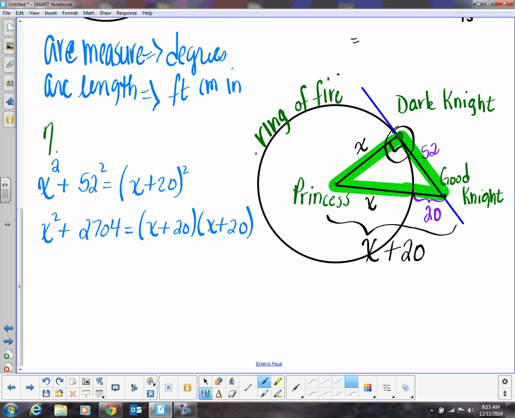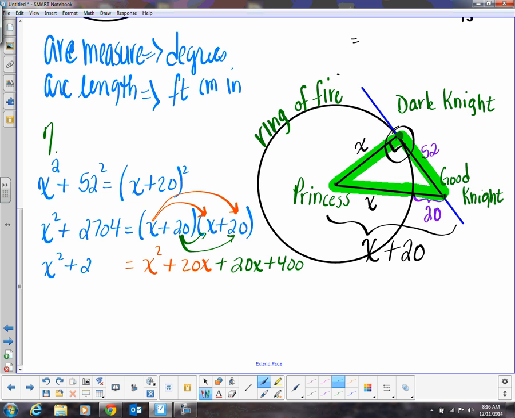Everybody else has it. To multiply this, you're going to distribute this first x to everybody in the second parenthesis. So this is going to be x squared plus 20x. Then what are you going to do? That 20 is also going to get distributed all the way through. So that's going to be 20x plus 400. That's FOIL. You might have learned it as FOIL. If you were Carnegie, I'm not sure they taught it as FOIL.